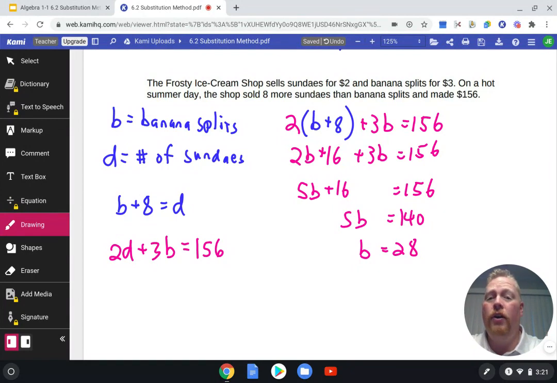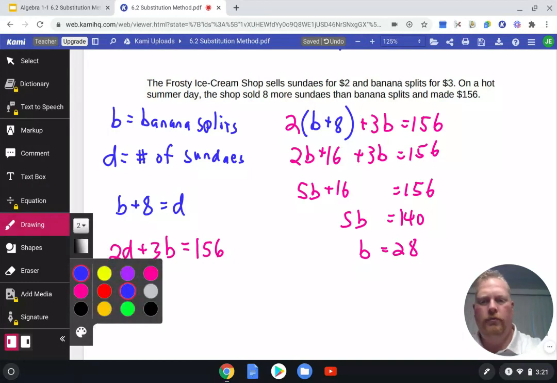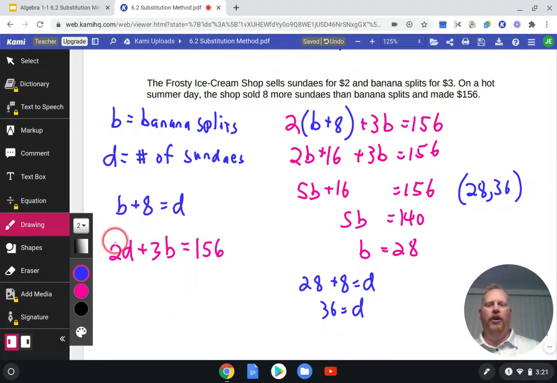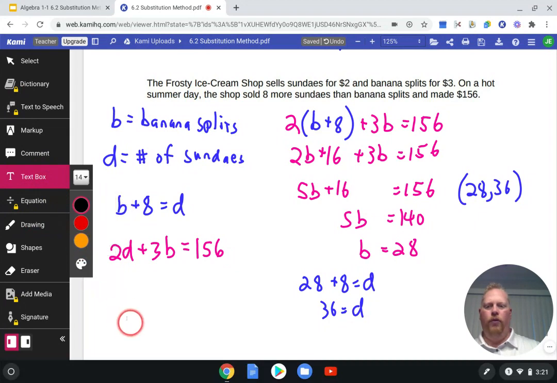So let's plug that into one of our equations. I'm going to choose the B plus 8. So 28 plus 8 equals the number of sundaes. So that's 36. Now, since this is a word problem, I don't want you to put 28, 36. Okay? It's a word problem. You're logically thinking it out. You don't go to someone who has an ice cream stand and say, hey, how many things did you sell? And they go, 28, 36. No, it doesn't make sense.